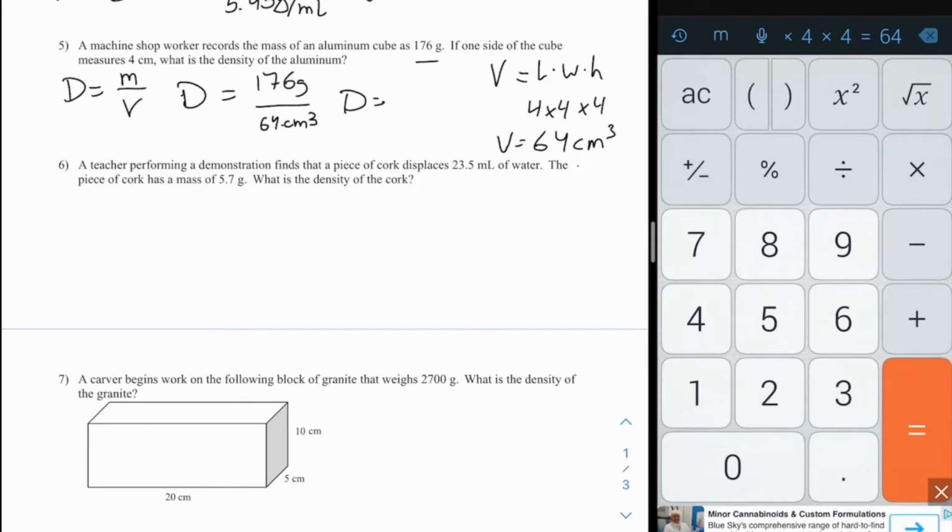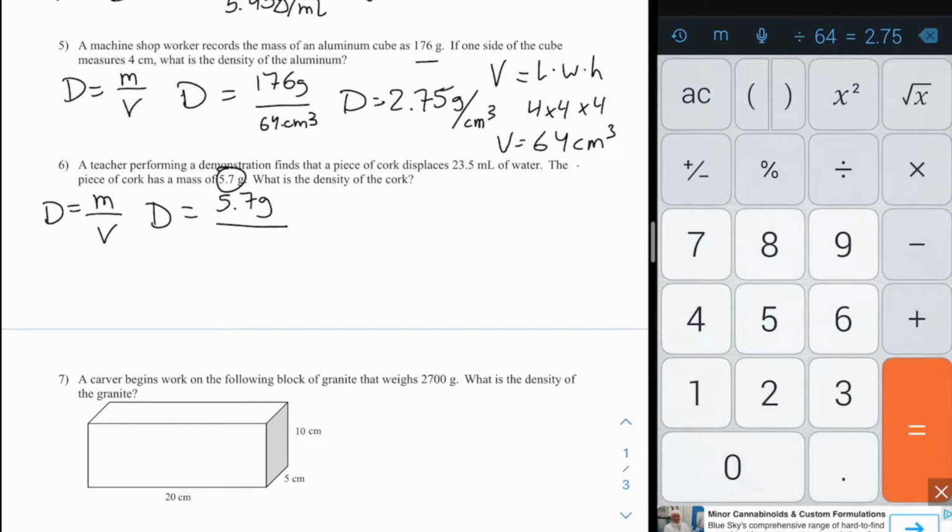So that equals 176 grams divided by 64 equals 2.75 grams per centimeters cubed. Okay, so aluminum is quite dense. Teacher performing demonstration. What is the density? So density equals mass divided by volume. Density equals, so my mass is 5.7 grams, it says.